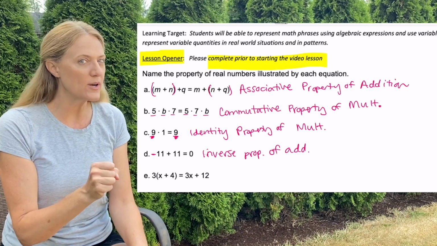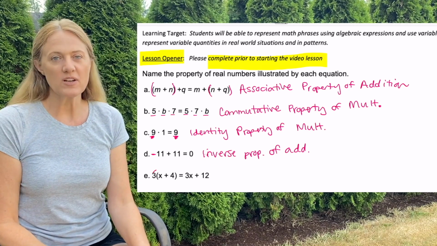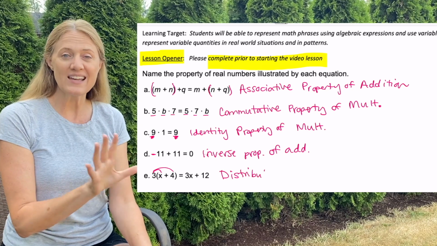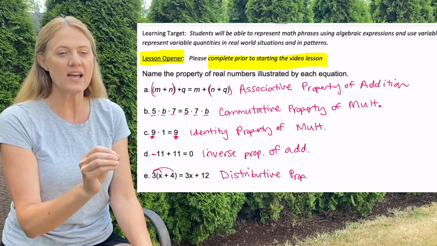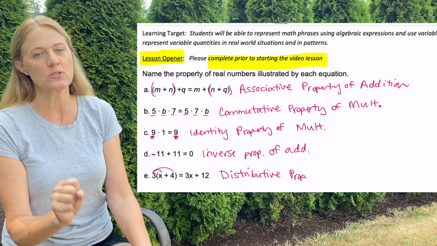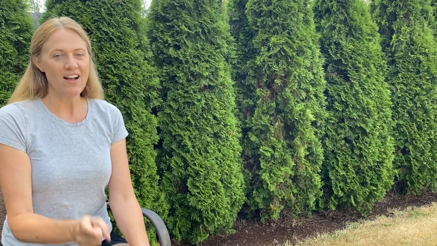And last, how are you doing? We have distributive property because what's happening from one side to the next? We are multiplying and distributing that 3. 3 times x plus 3 times 4, 12. How'd you do? On to the lesson.